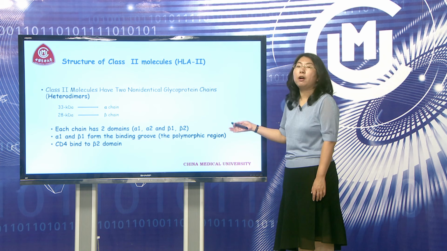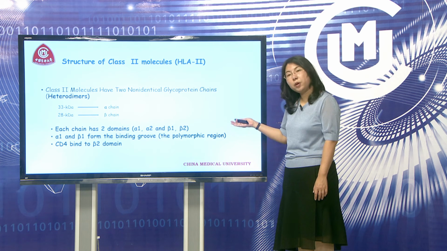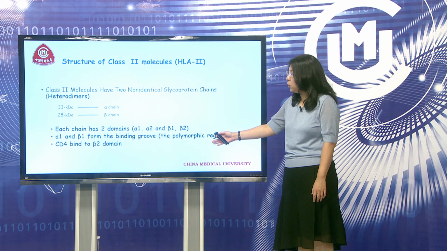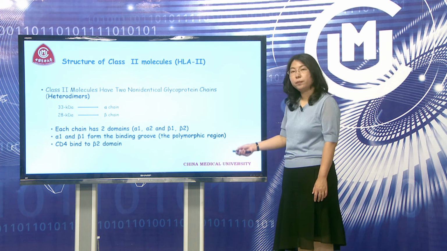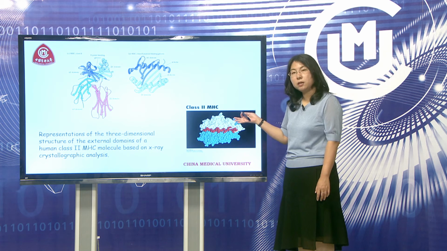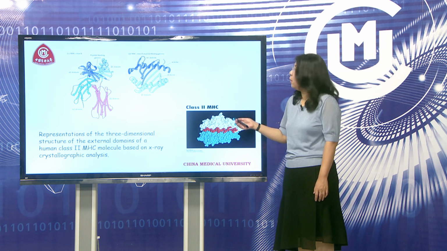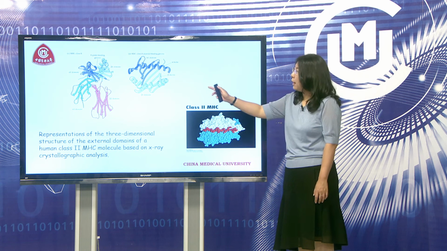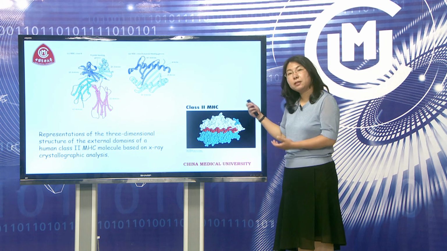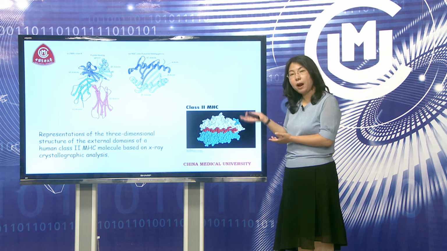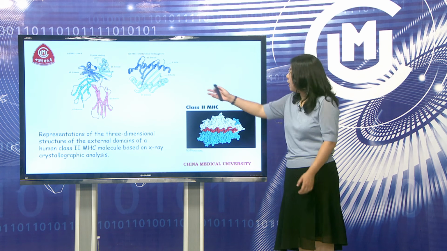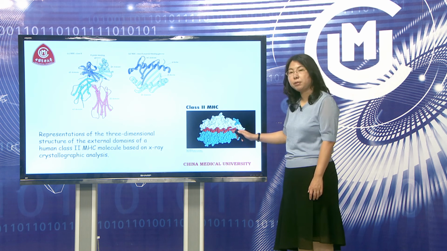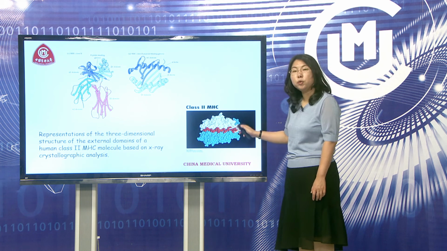Do you remember? For the class 1 molecule, the alpha 3 domain binds CD8, and for the class 2 molecule, the beta 2 domain binds the CD4 molecule. So this is the structure of the class 2 molecule. They have 2 chains, alpha chain and beta chain. The alpha 1 and beta 1 make this groove. This part is to present antigen, and here this red one is the antigen, the peptide presented by the class 2 molecule.